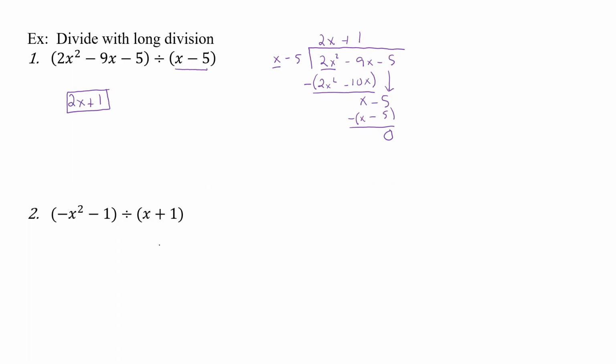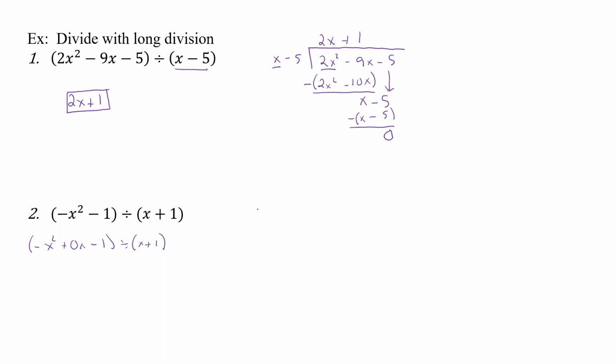All right, so the next one is going to go along the same way, but notice on this one, we don't have all the terms. We have an x squared and we have a number, but we're missing an x term. So what we have to do is say, okay, well, this is really going to be a negative x squared plus 0x and then minus 1, and that's going to be divided by x plus 1.